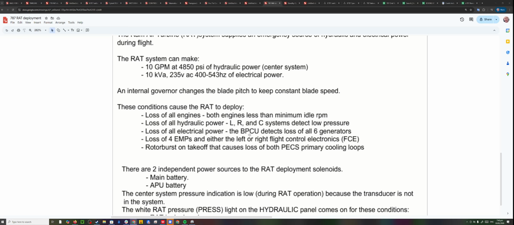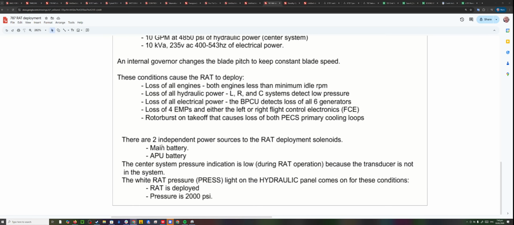Okay, but that's silly, isn't it? Because we've managed to trick it by stopping the output of the TRU, because then there's no more current going into the TRU. That's a bit silly. So it's actually that it detects loss of power coming into the TRUs from all 6 generators. And then again, the same thing: 2 independent power sources, main battery and APU battery.